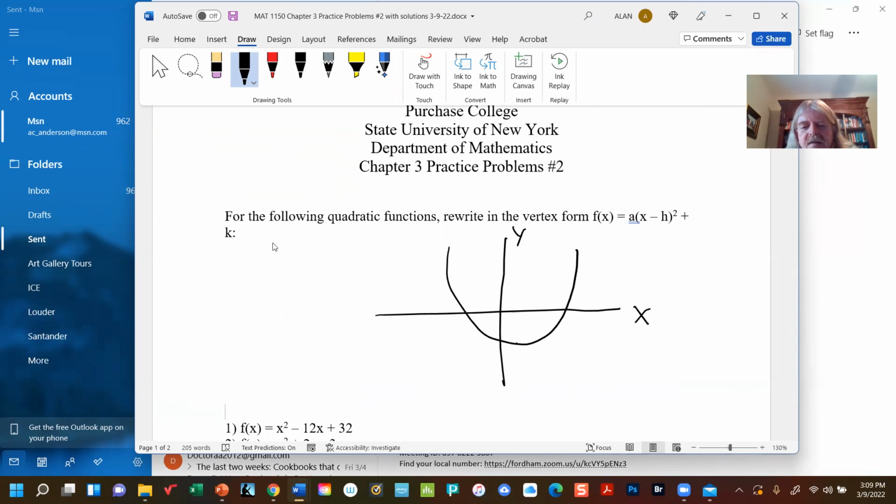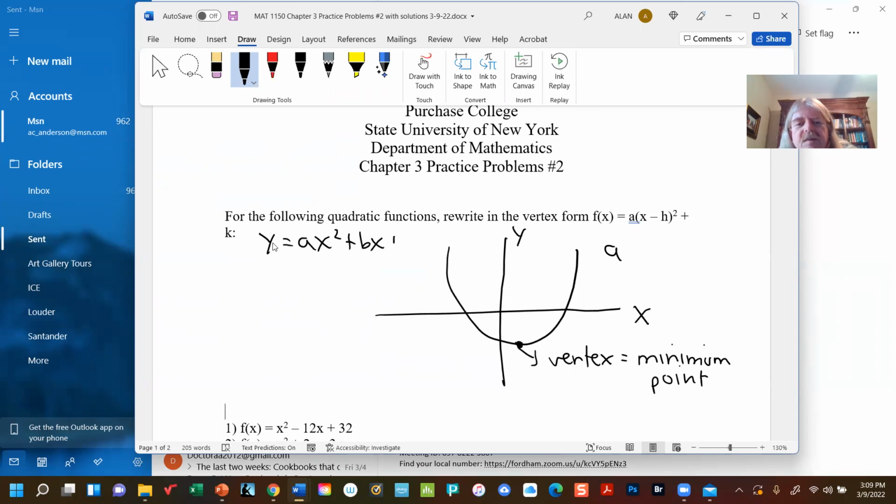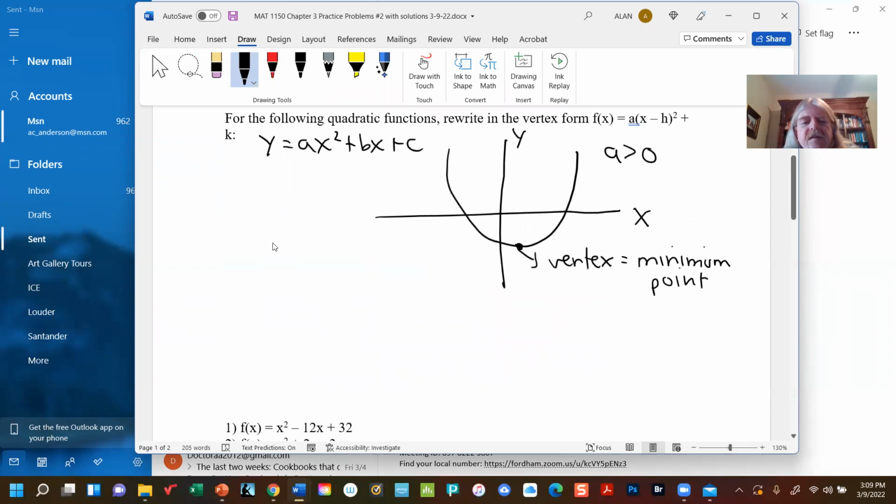And if it's facing up, the vertex is the minimum point. And that occurs, of course, when the quadratic equation, which is always written as y equals ax squared plus bx plus c, has a positive. If a is positive, then the parabola faces up. The vertex is therefore the minimum point. If instead a is negative, then the opposite happens.